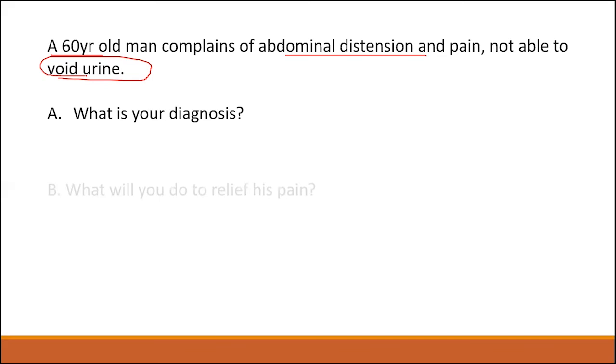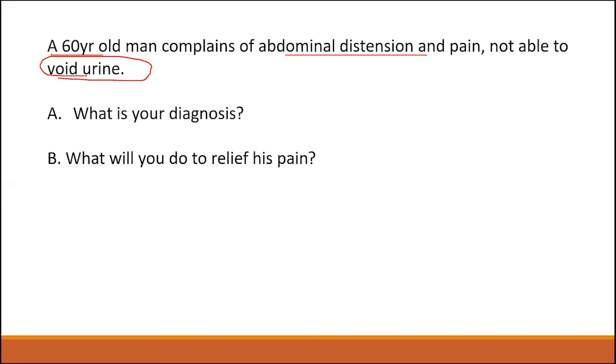Very good. What will you do to relieve his pain? Of course, you give what? Analgesic. And one of the things that we can give is pethidine. You can give that, pethidine.